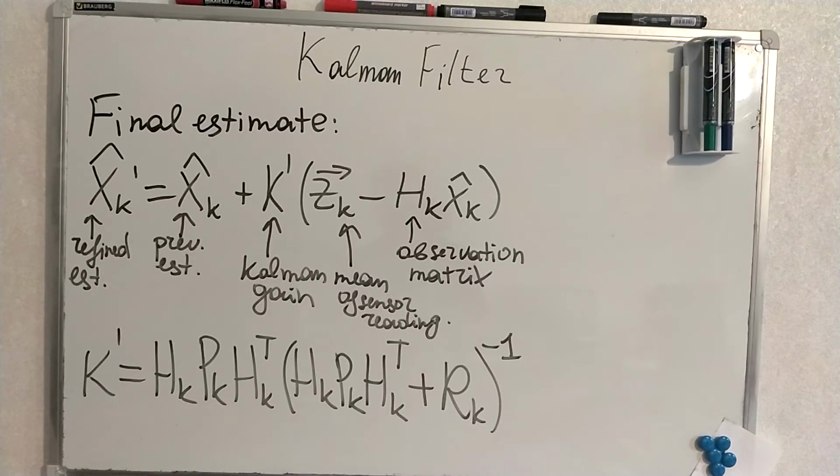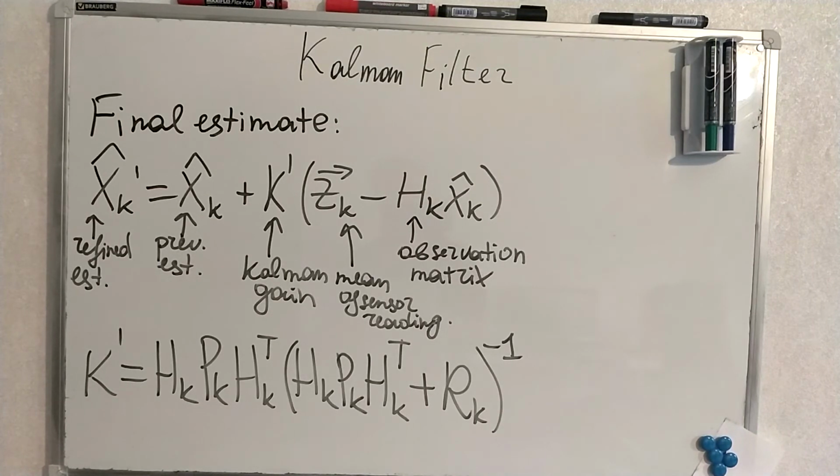What's Hk? It's the observation matrix. It's needed to relate sensor readings and state measurements. So the Kalman gain gives more weight to sensor readings or our measurements depending on the uncertainty of them. More uncertainty, less weight. Less uncertainty, more weight.